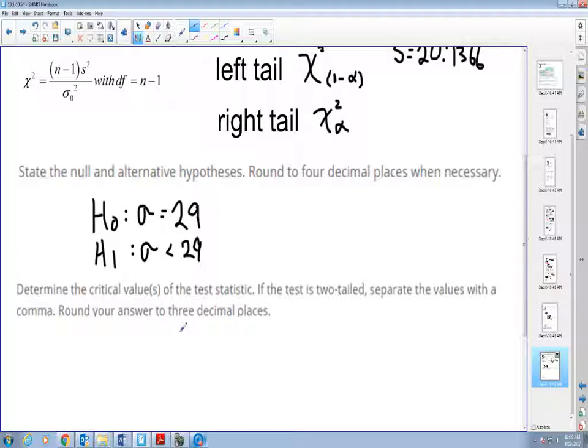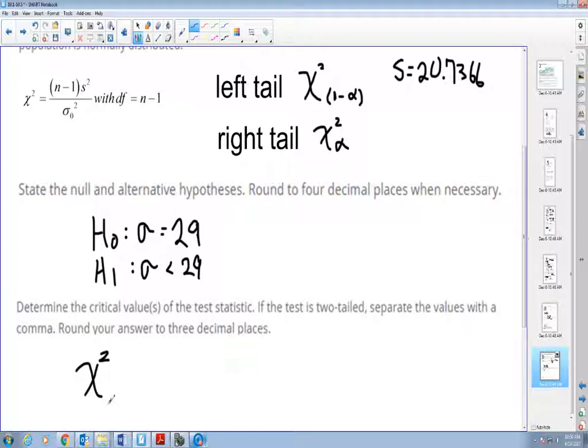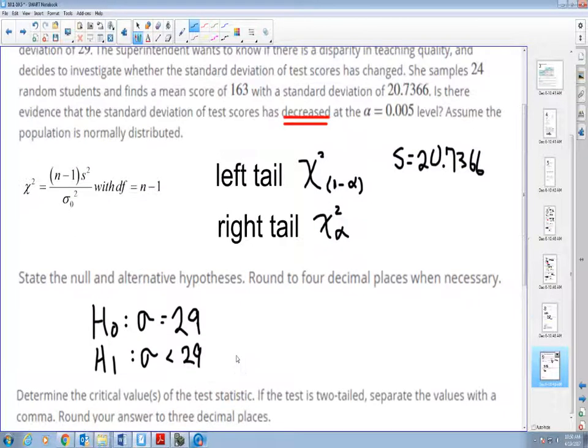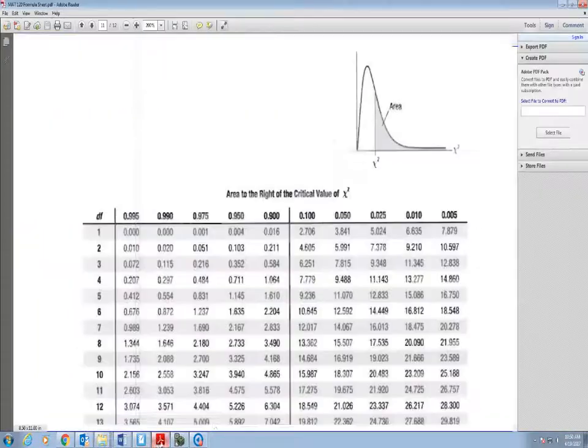All right, so this is a one-tailed test. This is going to be a left-tailed test. So that will be chi-square, left-tailed test is 1 minus alpha. 1 minus 0.005 is 0.995. Degree of freedom is n minus 1, that will be 162. So what's my critical value for the test statistics? 0.995. All right. So this is an area to the right on the table.